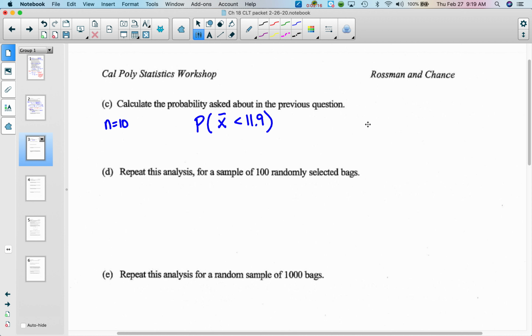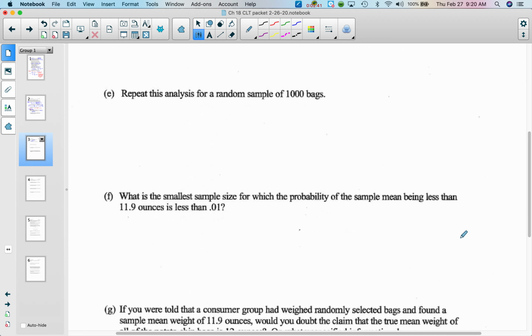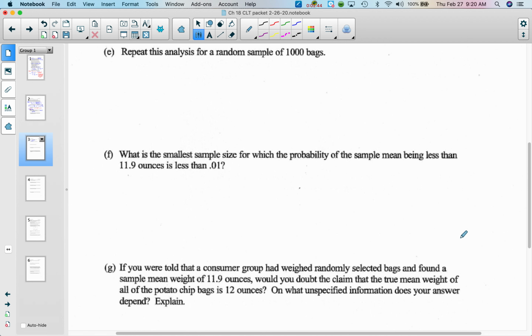And remember what changes. It's still going to be a normal model. Your mean is still going to be 12. But your standard deviation is going to be different. So think about that. I'm not going to fill that in for you. Then you're going to go on and do it for 100 bags. Then you would do it for 1,000 bags. And so that you should be able to do, okay?